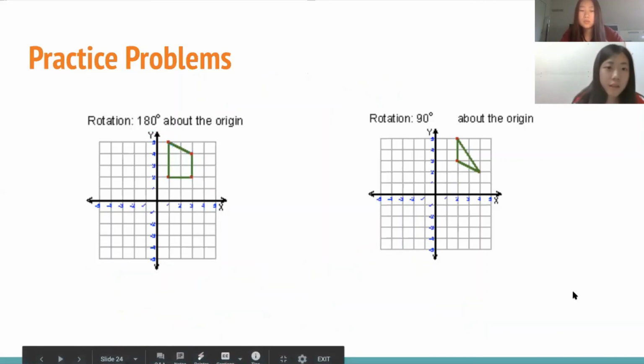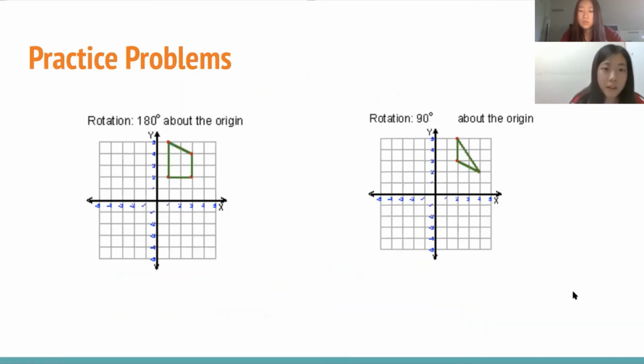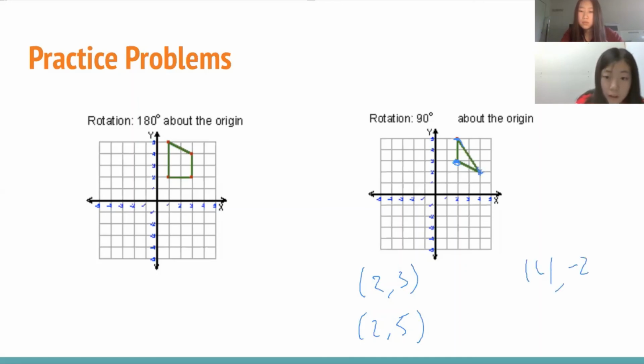Now let's go to the second problem. This time we have to do a rotation of 90 degrees about the origin. So again, we have to find the coordinates. This point is 2, 3. This point is 2, 5. And the last point over here is 4, -2.